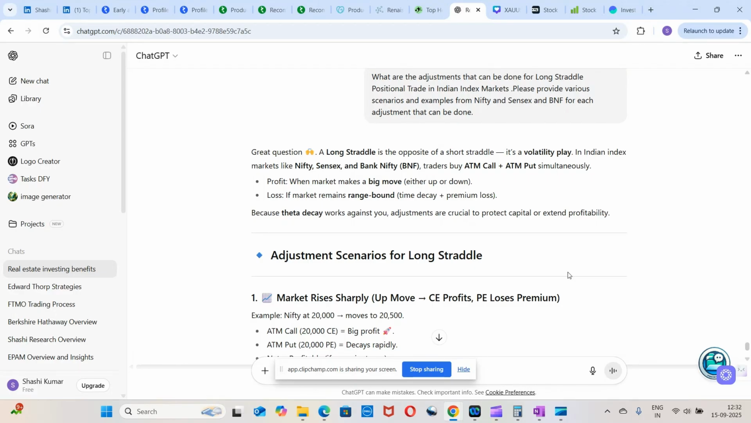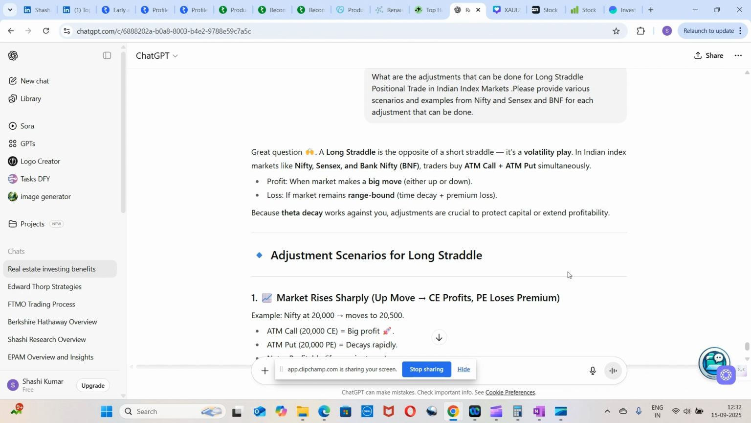The strategy adjustments series. So the strategy that we are going to discuss today is the long straddle. This is not an option selling strategy. This is an option buying strategy. But yes, we are going to discuss the positional long straddle adjustments that could be done.